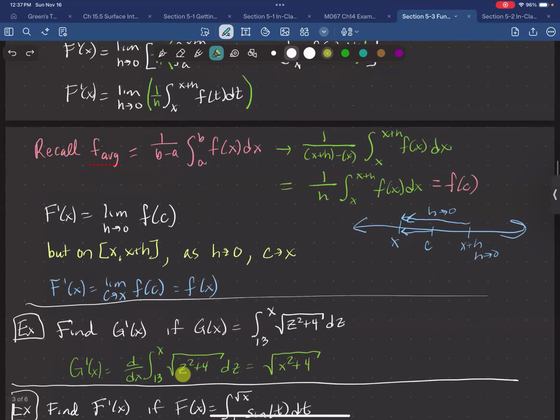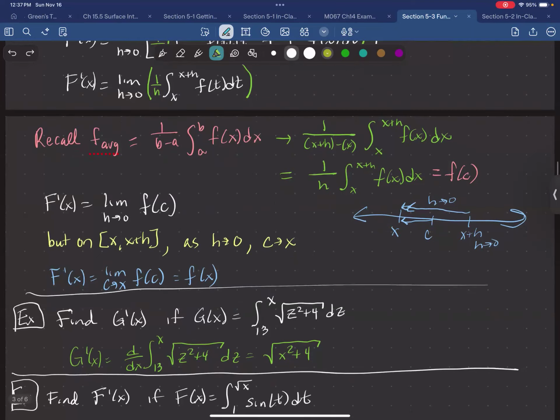So we put the x in for z, we get x squared plus 4 in the square root, and we're done. It's really simple. This has to be a constant. Remember that, okay?